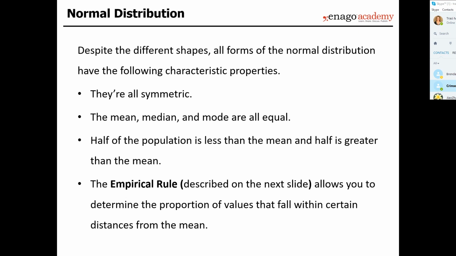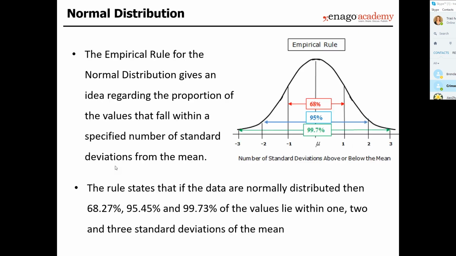The empirical rule allows you to determine the proportion of values that fall within certain distances from the mean. This diagram represents that nicely. So here, the empirical rule for the normal distribution gives an idea regarding the proportion of the values that fall within a specific number of standard deviations from the mean. So here, mu represents the mean, and we have -1, +1, -2, +2, etc. Those are different standard deviations from the mean.